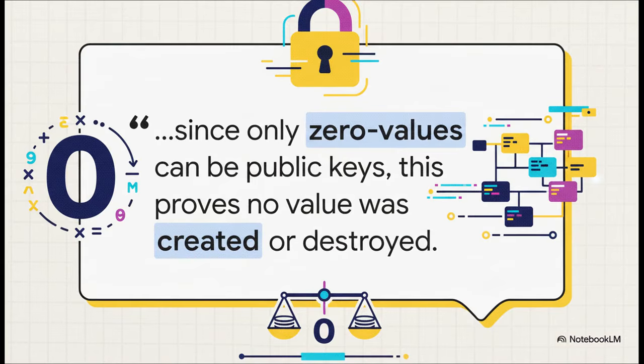You know, the source material puts it perfectly. It says the kernel acts like a public key, and signing it proves that no value was created or destroyed. What that means is that the math of the signature only works if that kernel's value is 0. And if the thing you use to balance the equation is worth 0, well, that's mathematical proof that the inputs and outputs had to be equal from the start.